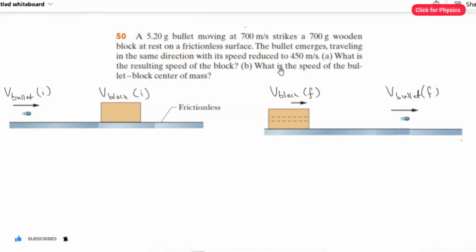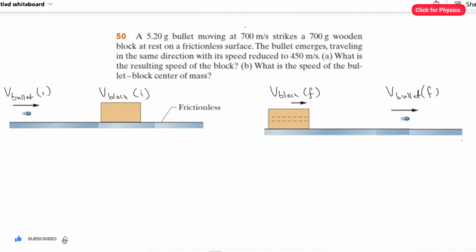In the second part of the question, we have to find the speed of the block and bullet center of mass. That means we have to find V center of mass of this system together. For that, we have to apply the conservation of momentum principle to get the answer for the first part. Let's write the equation. So what is our equation?